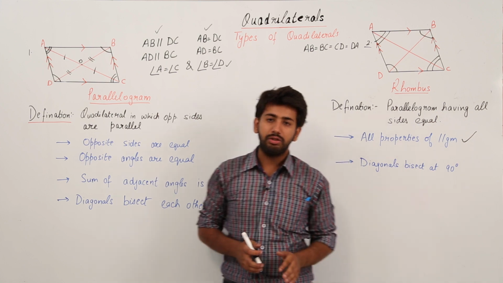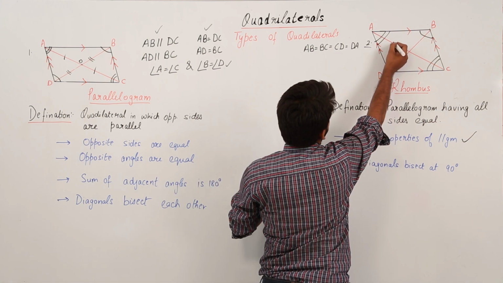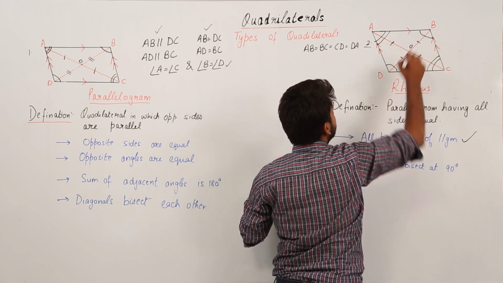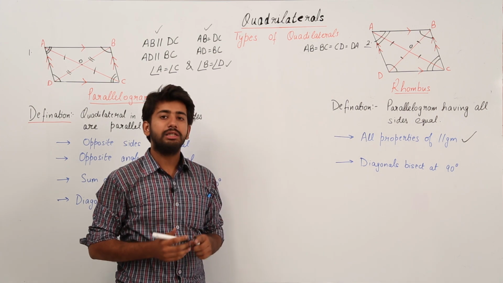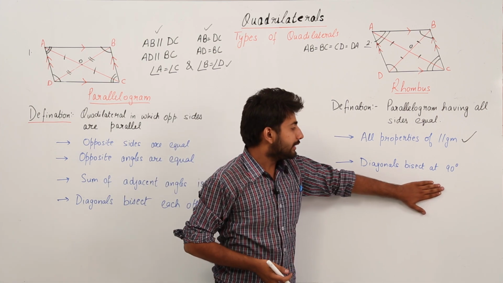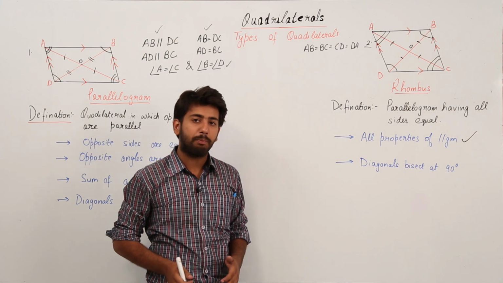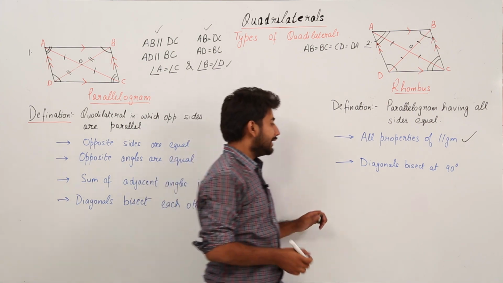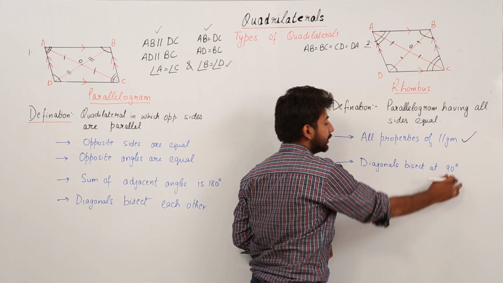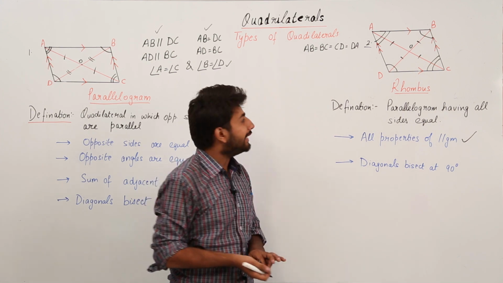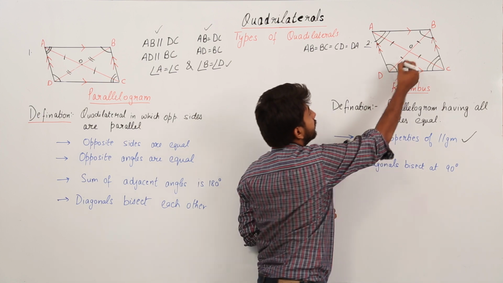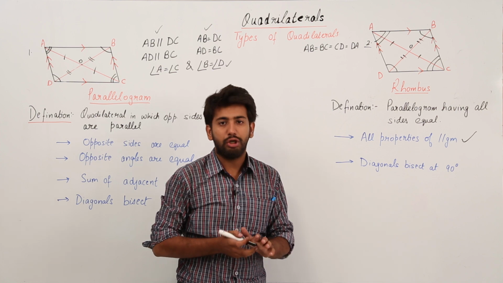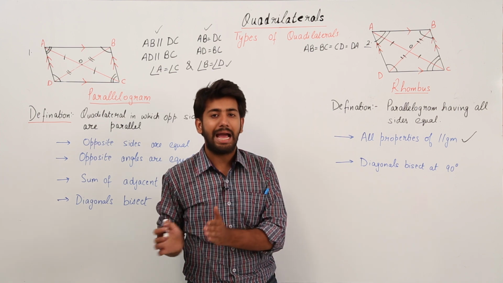Also the diagonals will bisect each other, that means AO will become equal to OC and DO will become equal to OB. But there is a special property, right? Since it is a special parallelogram, there is one special property attached to it which separates it from all other parallelograms, that diagonals bisect each other at 90 degrees. We know that diagonals bisect each other because it is a parallelogram, but they bisect at 90 degrees.